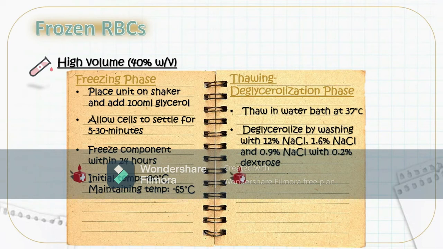Once thawed and deglycerolized, this RBC unit should be stored at 1 to 6 degrees Celsius, which is refrigerator temperature, for only 24 hours. That means after thawing and deglycerolization, the RBC unit should be transfused within 24 hours. This is because, again, it has already been exposed to an open system.